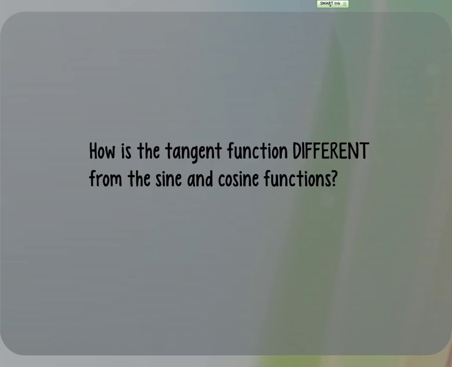What's the other big difference, I would say? Yeah, I think that's the other big difference. The period is pi instead of 2 pi. So we get one full curved shape between 0 and pi, instead of normally it's between 0 and 2 pi before we get that one curve.